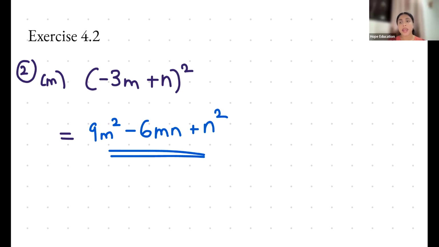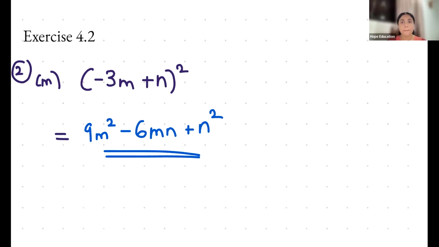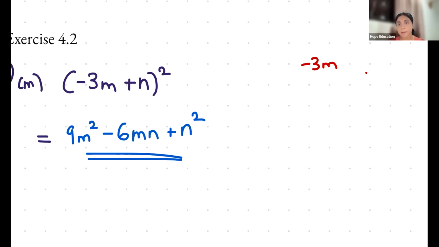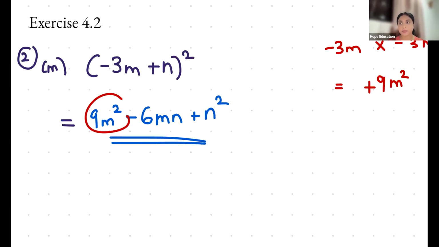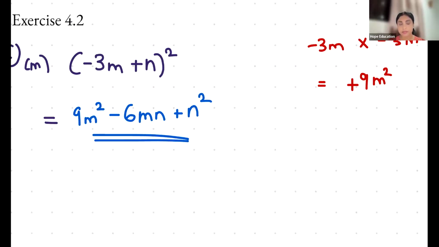Okay. So minus 3m, මෙතන මුලින්ම අපි ගන්නේ first term එකේ square එක. First term එකේ square එක ගන්නේ, so minus 3m ගේ square එක. Minus 3m ගේ square එක means minus 3m multiplied by minus 3m. So 3 times 3 is 9, m times m is m squared, minus times minus is plus. So we get 9m squared. Is that clear? Yes, yes. Thank you. Okay. Then let's move on to the n.